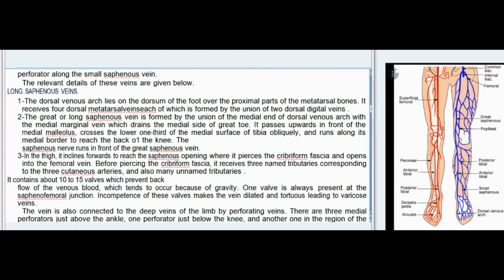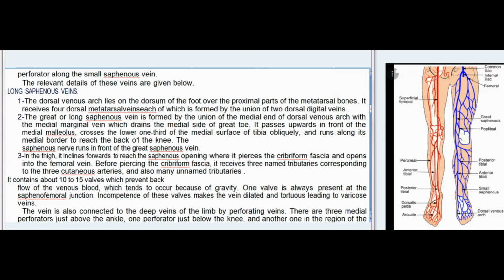It passes upwards in front of the medial malleolus, crosses the lower 1/3 of the medial surface of tibia obliquely, and runs along its medial border to reach the back of the knee. The saphenous nerve runs in front of the great saphenous vein. 3. In the thigh, it inclines forwards to reach the saphenous opening where it pierces the cribriform fascia and opens into the femoral vein. Before piercing the cribriform fascia, it receives 3 named tributaries corresponding to the 3 cutaneous arteries, and also many unnamed tributaries.